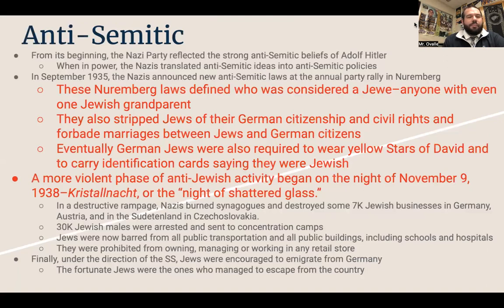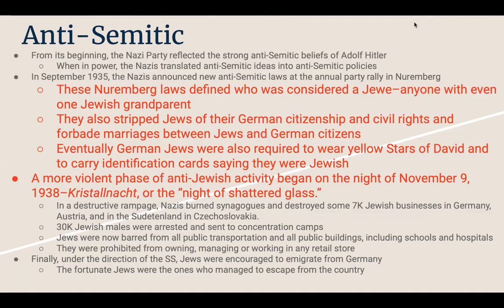Anti-Semitic. From its beginning, the Nazi Party reflected the strong anti-Semitic beliefs of Adolf Hitler. When in power, the Nazis translated the anti-Semitic ideas into anti-Semitic policies. In September 1935, the Nazis announced the new anti-Semitic laws at the annual party rally in Nuremberg. These Nuremberg Laws defined who was considered a Jew: anyone with even one Jewish grandparent.